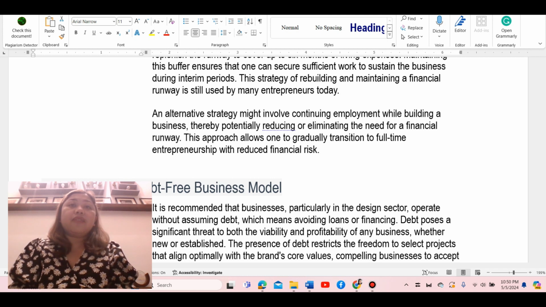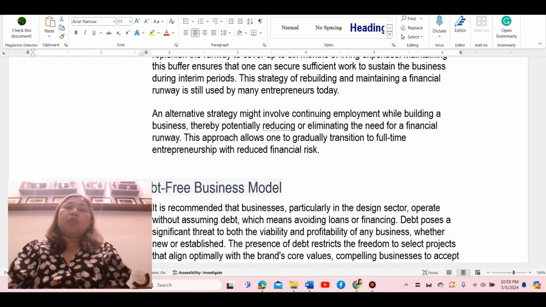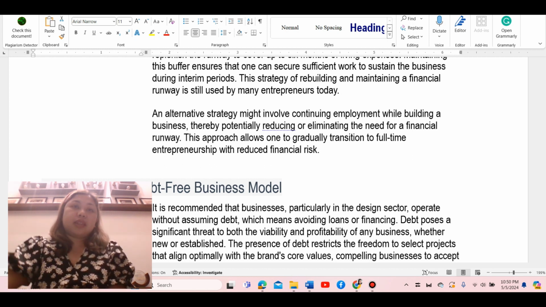An alternative strategy might involve continuing employment while building a business, thereby potentially reducing or eliminating the need for a financial runway. This approach allows one to gradually transition to full-time entrepreneurship with reduced financial risk.